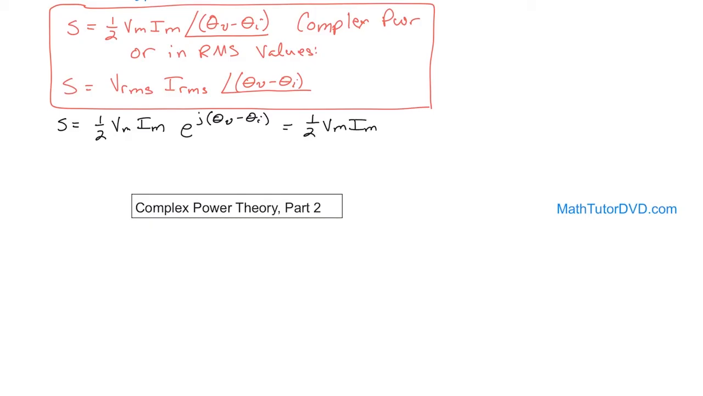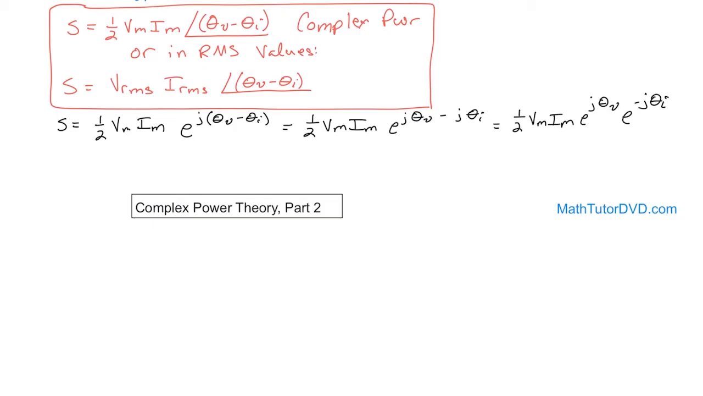Now what I'm going to do is, this is an exponential just like any exponential. I can split that up so that it'll be e to the j theta v minus j theta I. All I did is I distributed the j in, and all of this stuff is still in the exponential up here. And then I can take this a step further, and I can say this is 1/2 Vm Im e to the j theta v times e to the negative j theta I.